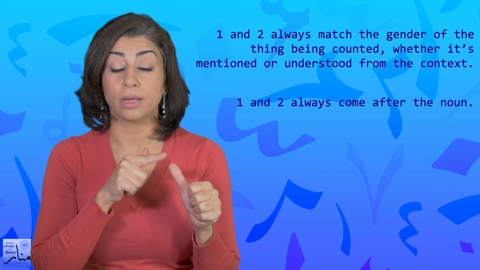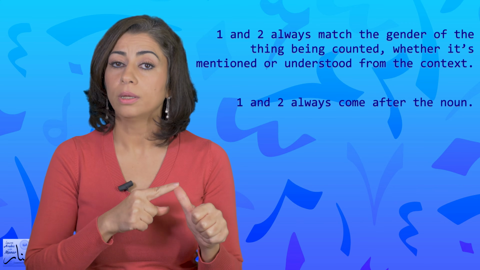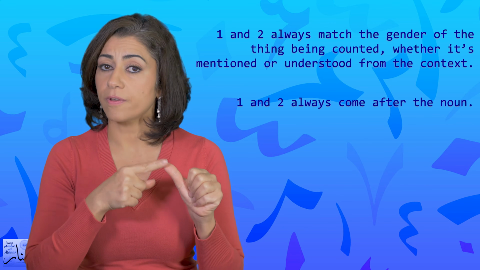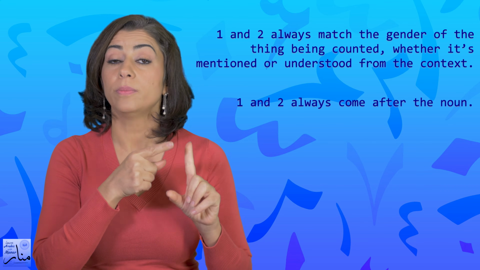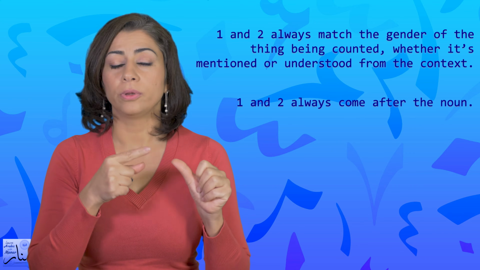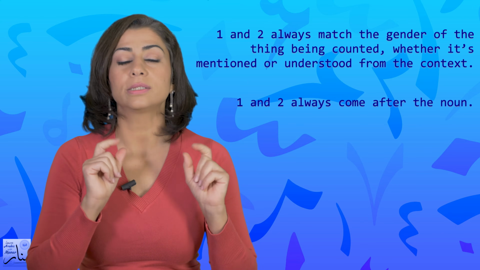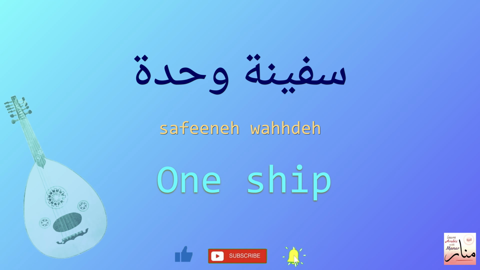So we mention the name of the thing that we are counting, and after we mention the number. If the noun is feminine, we are using the feminine form. If the noun is masculine, we are using masculine form. Let's see some examples. سفينة واحدة, one ship.